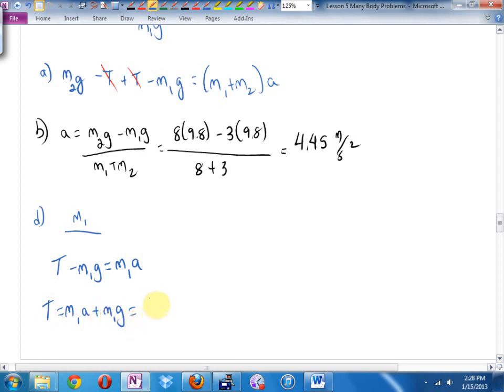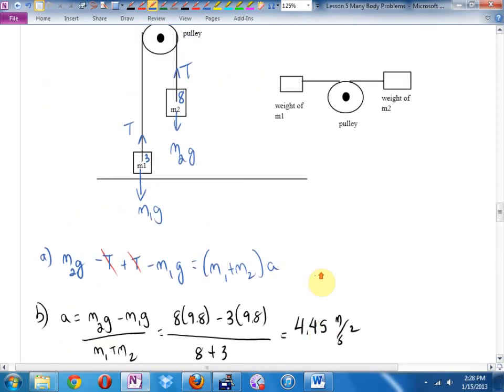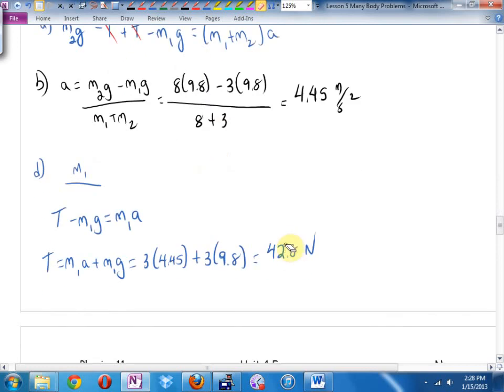It's going to be, what was mass 1? 3 times 4.45 plus 3 times 9.8. What do you get? 42.8? Yeah. Newtons. If you tried this with M2, your equation would be M2G minus tension equals M2A. You'd plus the tension, you minus M2A over. Trust me, when you crunch the numbers, you get the same thing.